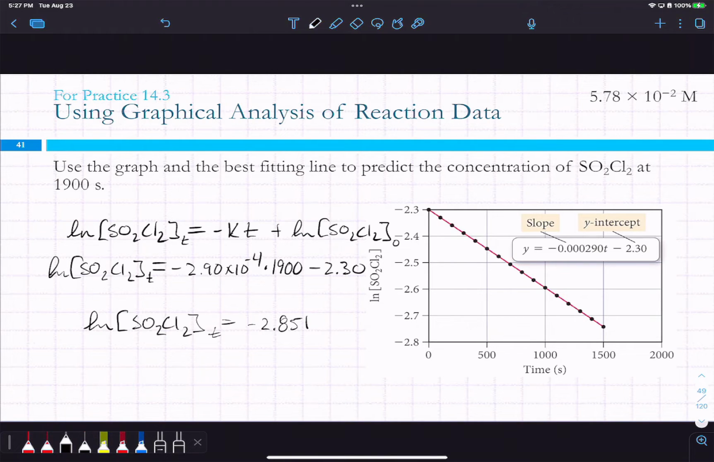So how do you sort of undo a natural log? Raise e, the natural base, to that power. So the concentration of SO2Cl2 will be equal to e raised to the negative 2.851, or 0.0578 molar.